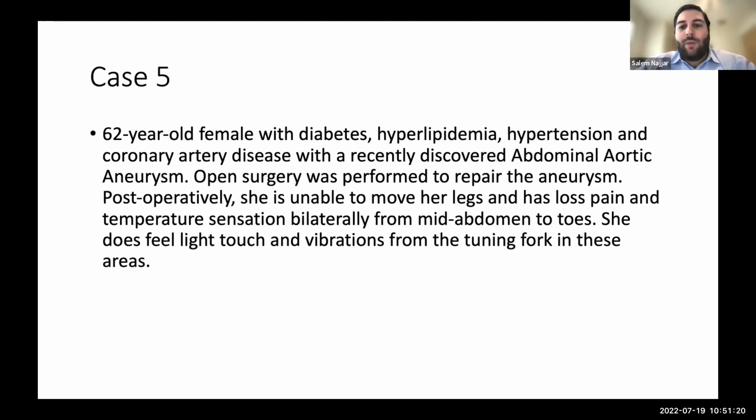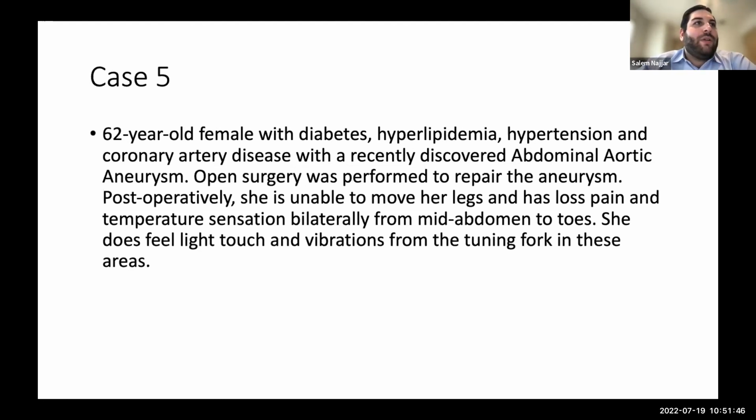So based on what we talked about, I mentioned the tuning fork before. I talked about motor movement and pain and temperature sensation. Do you guys want to try to pinpoint what parts of the spinal cord, in that cross section, seem to be working and what doesn't work? Let's start with what's working. Let's start on the easier side. She feels light touch and vibrations from the tuning fork. What part is working?